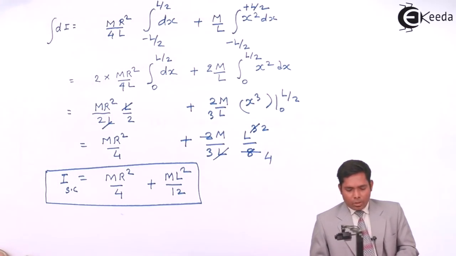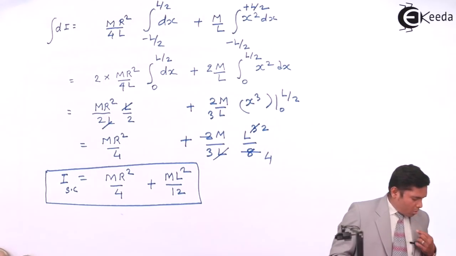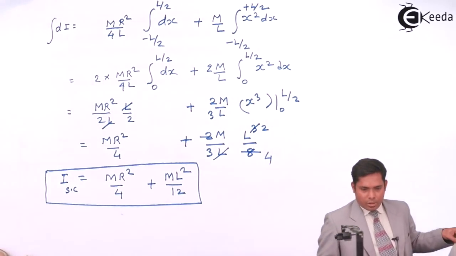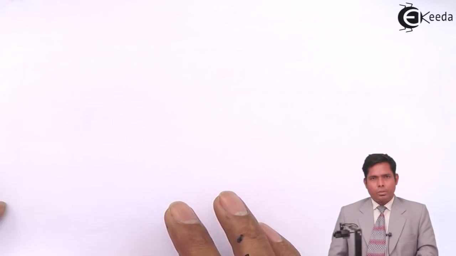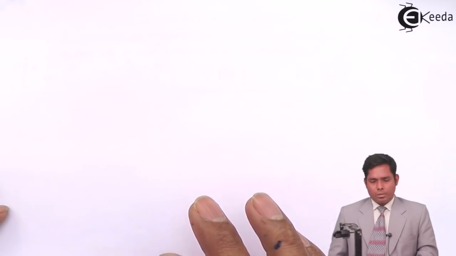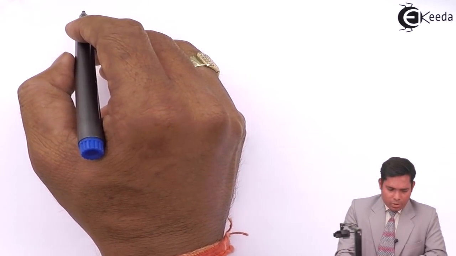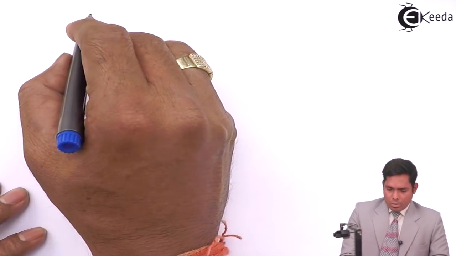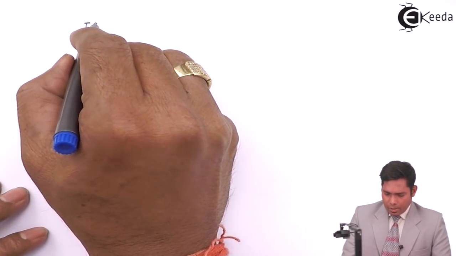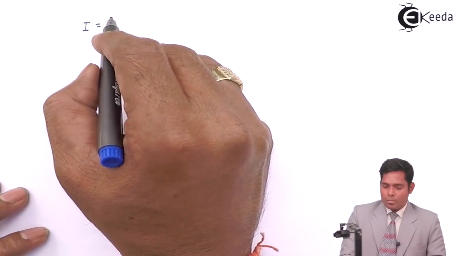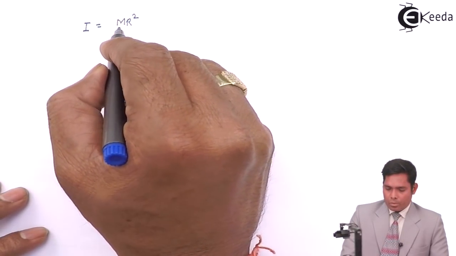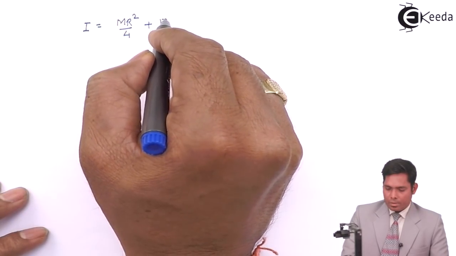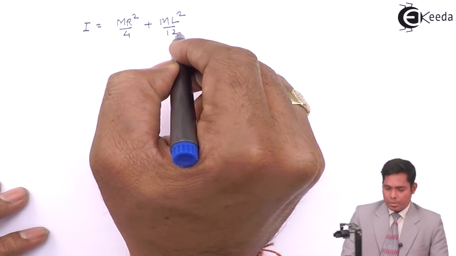Now let us solve the question. I have to take one more paper and solve the question. Okay, now we finally got the formula, so we will solve the question. The formula I got is I equals m r square by 4 plus m l square divided by 12.